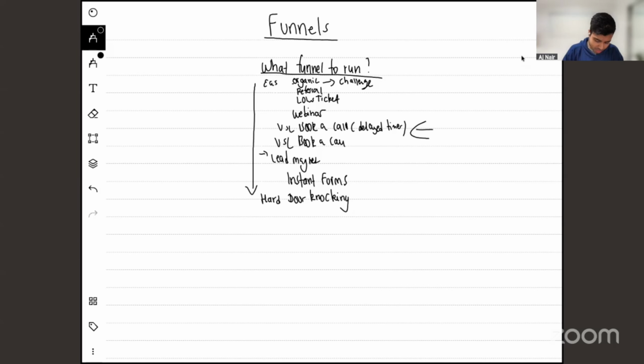Again, for lead magnet, I just want to talk about this for a second. Even if you download the lead magnet, what are the chances they're going to read it?